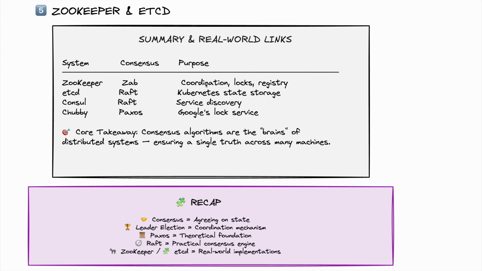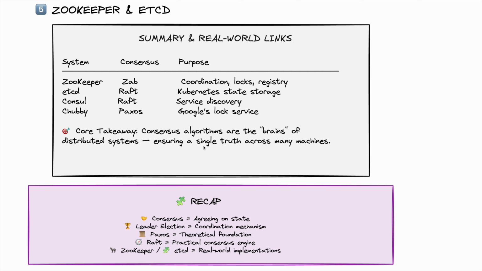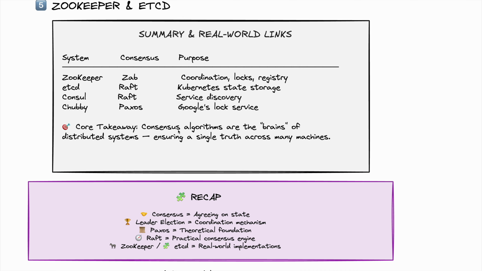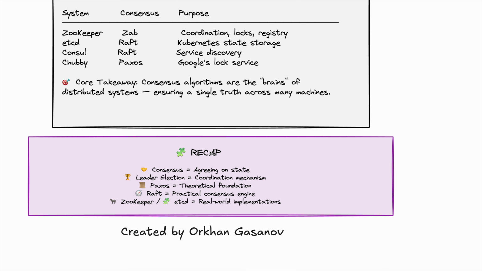For example, Zookeeper is mainly used for coordination, also for logs and for the registry. In the case of etcd, we use it for Kubernetes state storage, basically the Kubernetes database. For Consul, we use it for service discovery, and Chubby is used for Google's lock service. So the core takeaway is that consensus algorithms are important in distributed systems, and they are the brain of distributed systems, because we need to ensure a single truth, a single value across many machines.